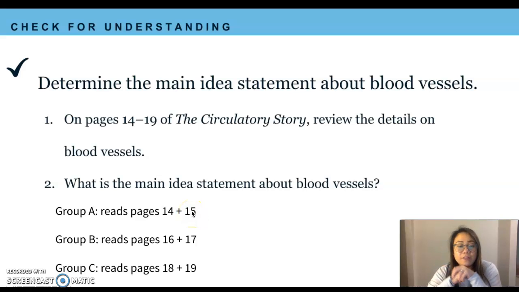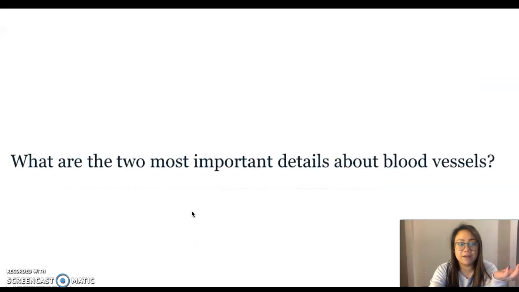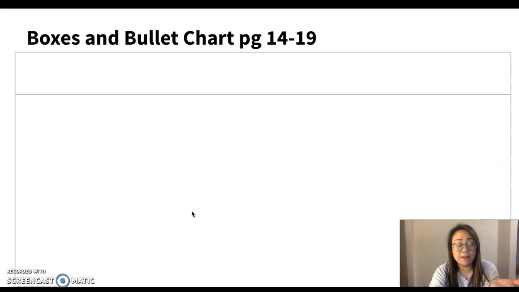And when you read that, I want you to think, what is the main idea statement about blood vessels? So how can you find that? Well, you need to figure out what are two of the most important details about blood vessels. So read pages 14 and 15, and then think, what are two important details about blood vessels that you think readers need to know? And then, as a class, we're going to make a boxes and bullet chart.